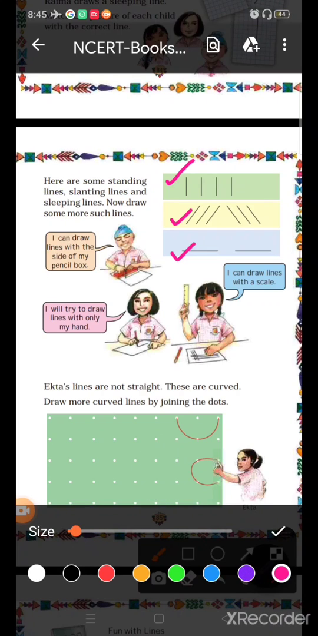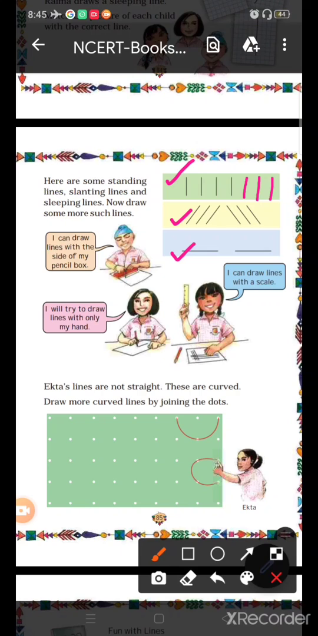Okay, so you will draw standing lines here. Okay, like this you can draw standing lines. Here you will draw slanting lines like this. Two slanting lines this side and two slanting lines this side. And down you can draw sleeping lines. Okay, like this you can draw sleeping lines. Okay, like this you will complete these lines.